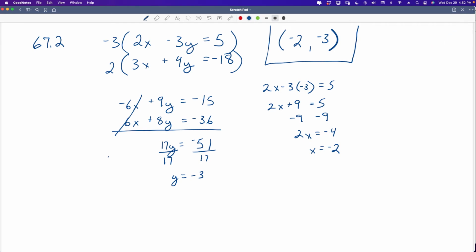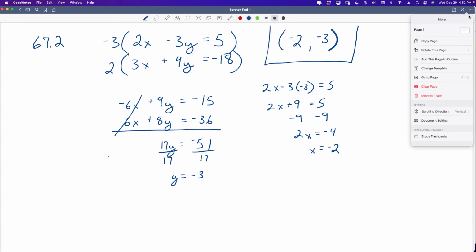All right. I'm going to give you a set and I'm going to let you solve it yourself. That's 67.3. We have... Are these the same? Oh, they are. All right, so we have 2x minus 3y is equal to 5, and 3x plus 4y is equal to negative 18.